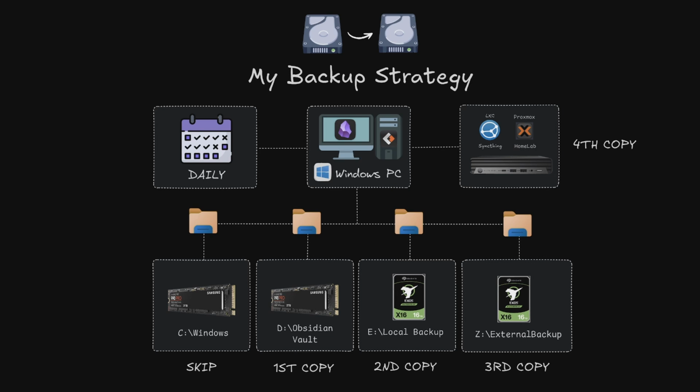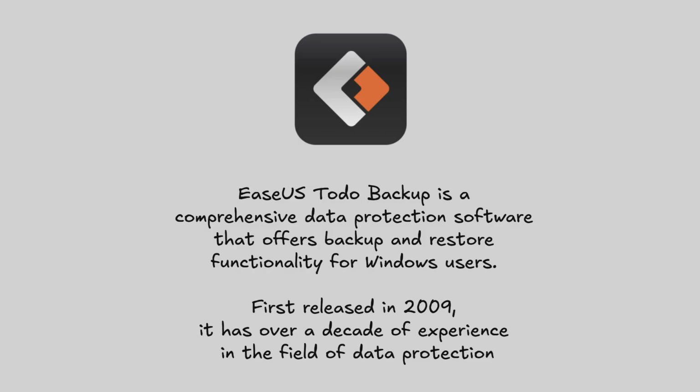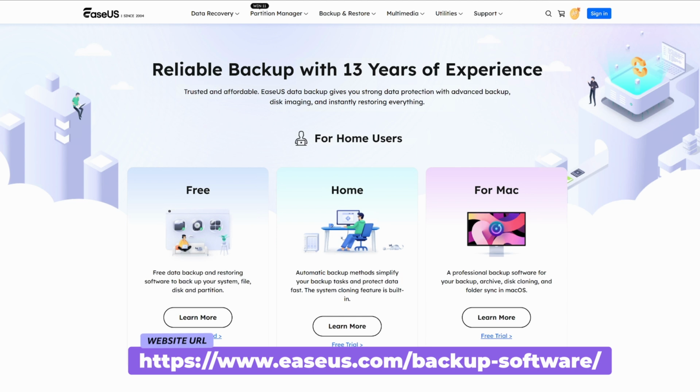How to set up EaseUS backup software. EaseUS Todo Backup is a comprehensive data protection software that offers backup and restore functionality for Windows users. It was first released in 2009 and has over a decade of experience in the field of data protection. So the first thing we want to do is download and install some free backup software to backup our Obsidian vault. I would recommend starting with EaseUS Home Backup.